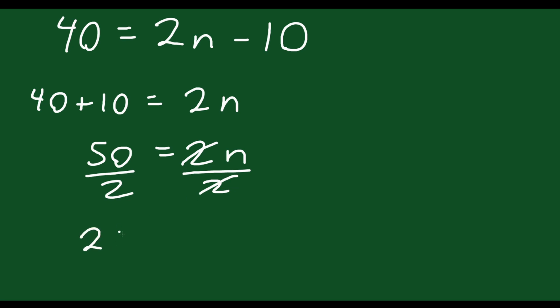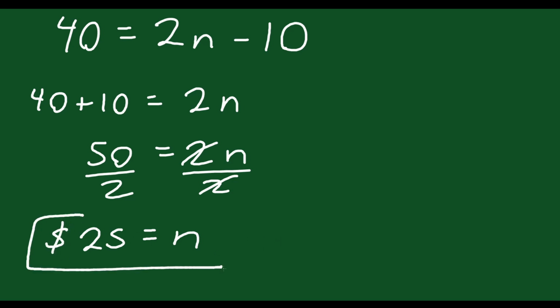And you get 25 is equal to n. So your final answer is that you must sell 25 glasses of lemonade to reach your goal of making $40 in profit. So I'll even put the dollar sign there. Okay, let's go to the next one.